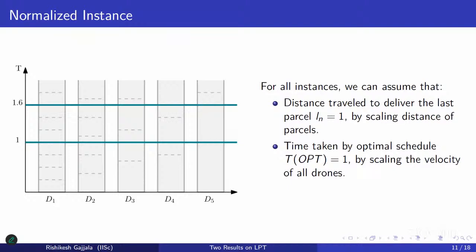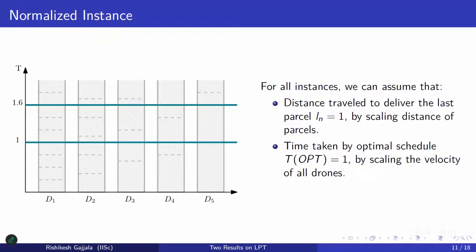First, let's look at normalized instances so that things get much more convenient for us to deal with. For all instances, we can assume that the size of the last parcel is 1. This is by simply scaling the sizes of all parcels. Secondly, we can also scale the velocities so that the total time of opt is exactly 1. We don't exactly know opt, but this is just for the sake of analysis. When we are writing the algorithm, we never have to know what opt is. There is some value of opt, and for analysis' sake, let's just scale it so that we get this.